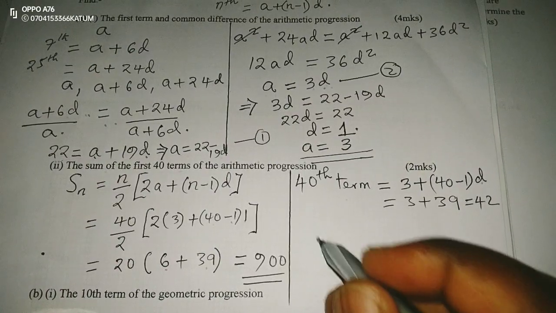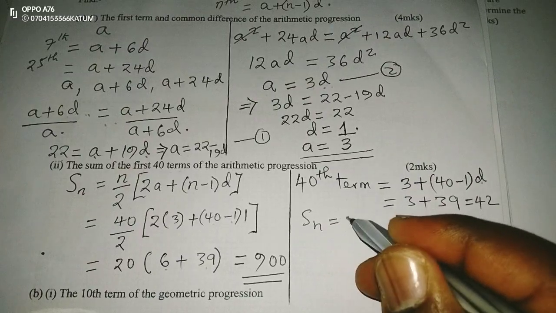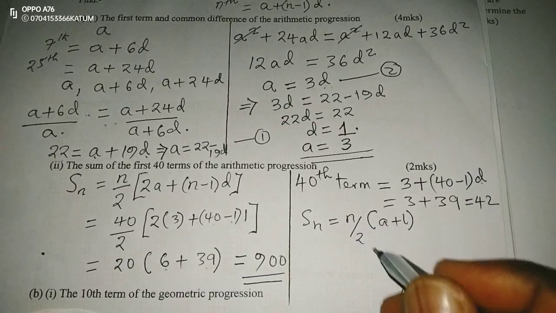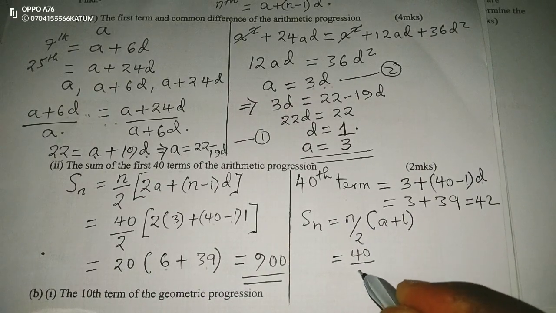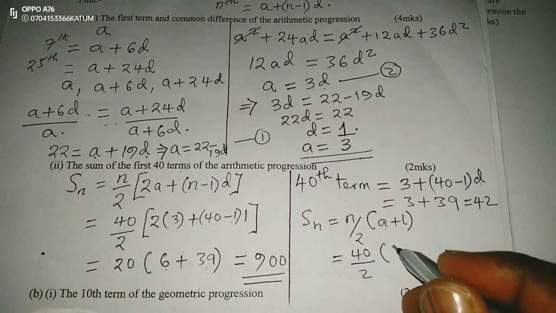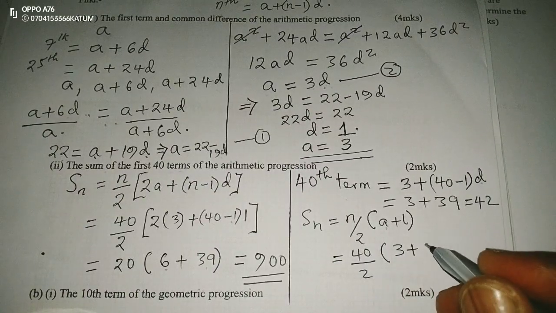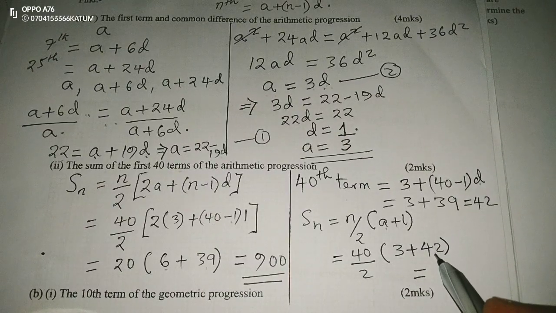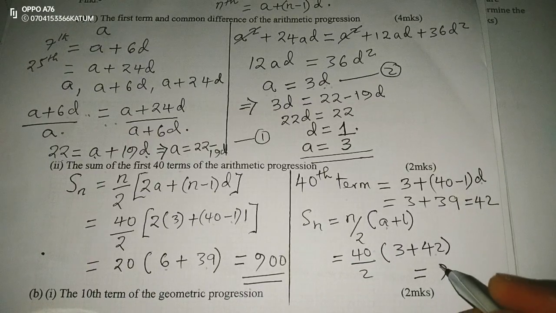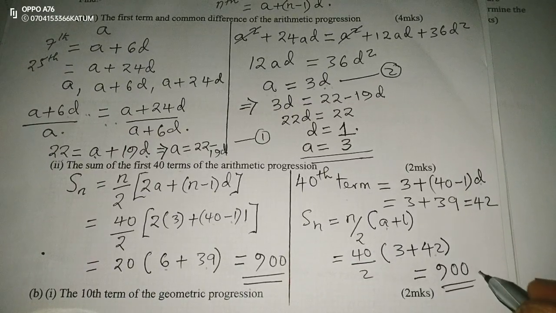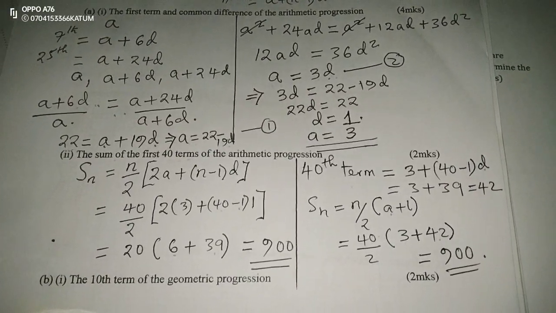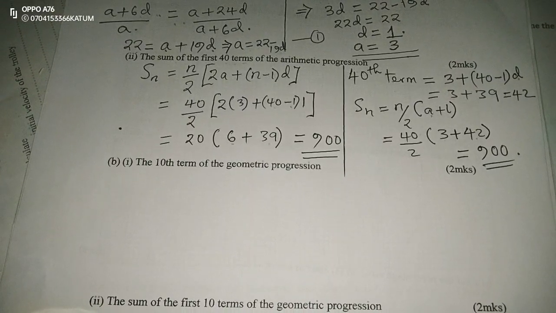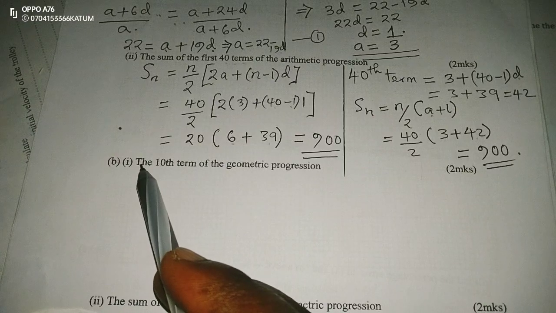If the 40th term is 42, the sum of n terms can be given by n/2 into the first term plus the last term in that progression. Therefore, 40/2 into the first term, 3, plus the last term, 42. And again, we are multiplying 45 with 20. This will automatically give us 900.